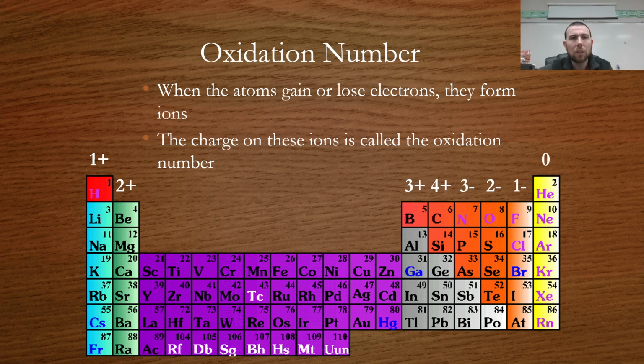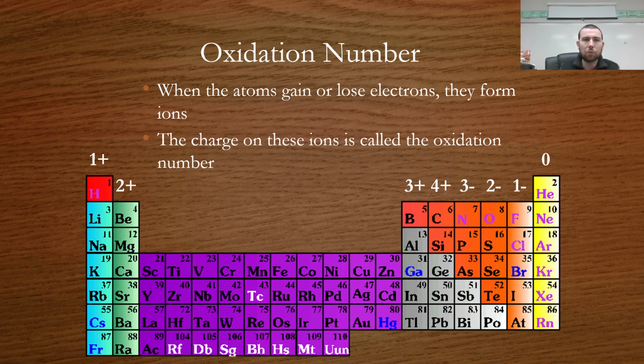Now, looking at oxidation number, we're going to simply look at it. We know this idea that atoms gain or lose electrons and form ions. And so the charge on the ion is what we're going to call the oxidation number. What I've done in this particular graphic for you guys is I've shown you what the oxidation numbers are for the elements in each column.